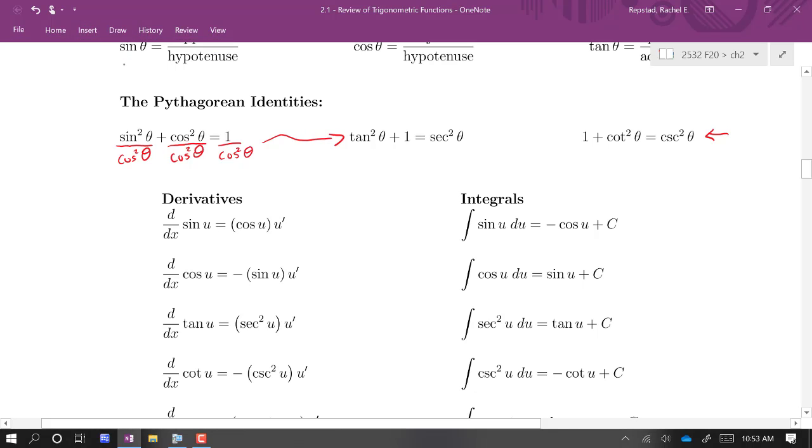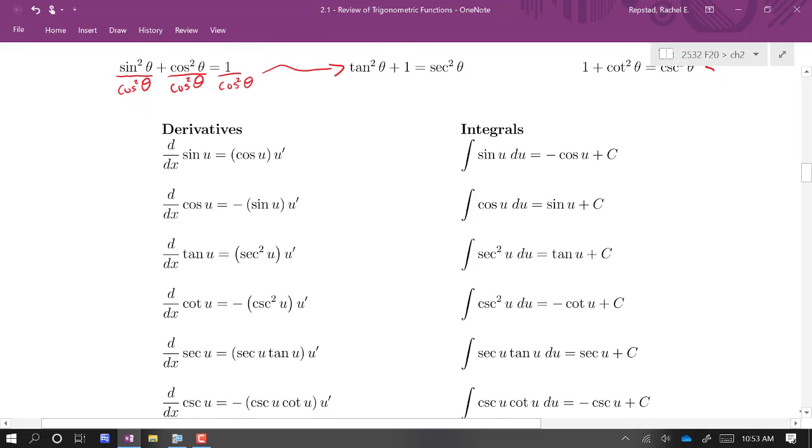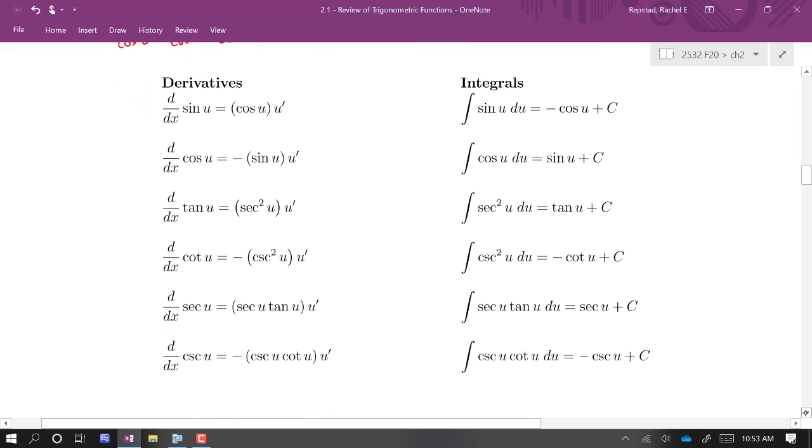We've got a bunch of derivatives and integrals. These are ones that we've sort of needed to know probably when we took Calc 1. Here you can see I've indicated the chain rule by using the prime notation instead of du dx. So just a heads up there if you are used to seeing it the other way. We have the derivative of sine is cosine, the derivative of cosine is negative sine, and then over on the other side we've got the integrals.